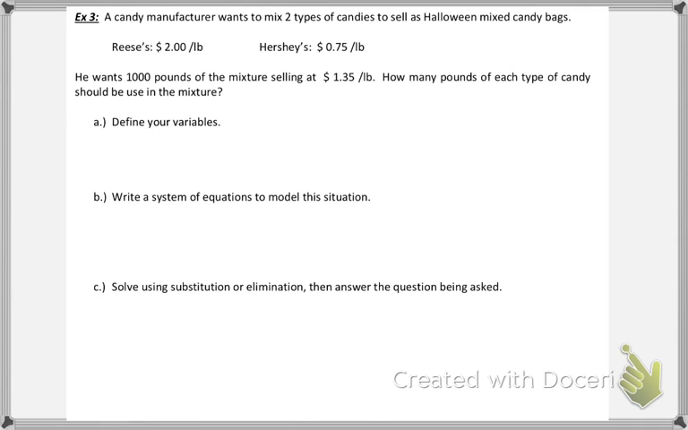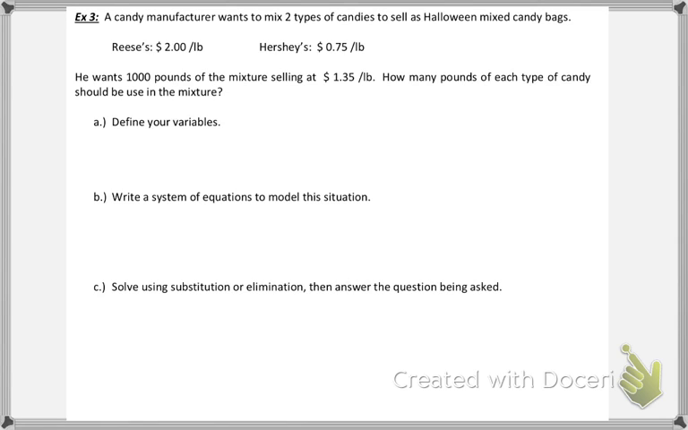So we've got a candy manufacturer who wants to mix two types of candies to sell as Halloween mix candy bags. So those Halloween big candy mixes that you buy, somebody decided to do a candy mix, but because not all candies in those bags are worth the same amount, we have to decide how much should we throw in. So by itself, Reese's costs $2 a pound, and by itself, Hershey's are a lot cheaper, costs 75 cents a pound. Okay, so the candy manufacturer wants 1,000 pounds of the mixture.